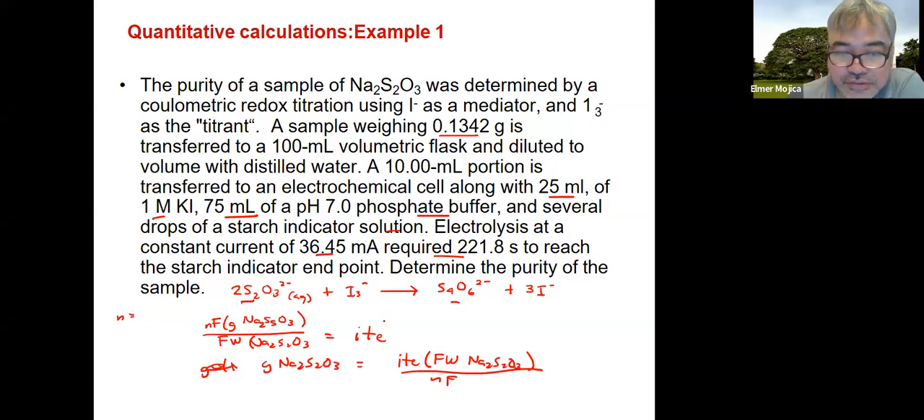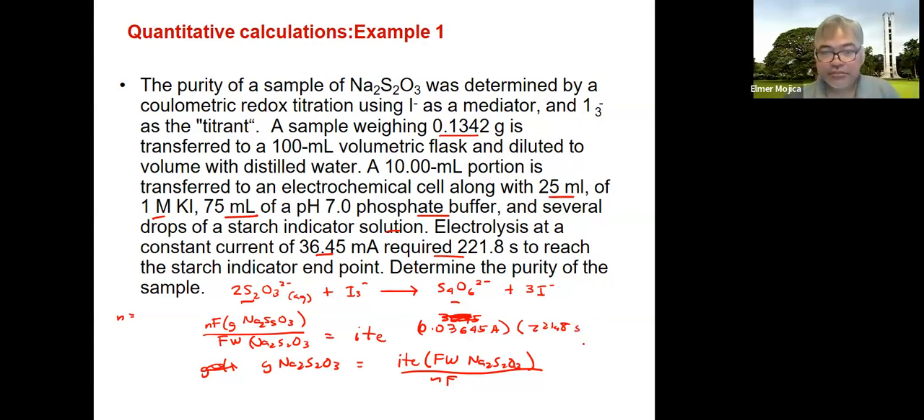So we substitute the values that were given. What's the current? 36.45, but we have to make it into amperes, so that's 0.03645. And then the time of electrolysis is 221.8 seconds. And then the molar mass of Na2S2O3 is around 158.1 grams per mole, over 1 mole of electrons and the Faraday constant, 96,485 coulombs per mole of electrons. And what do you get there?